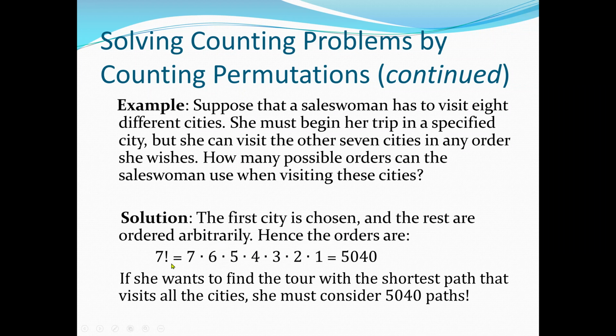Hence, the others are 7 factorial, which is 7 times 6 times 5 times 4 times 3 times 2 times 1. So we have 5,040 different orders in which you can visit the 7 cities. Now, we also said that if she wants to find a tour with the shortest path that visits all the cities, she must consider all the 5,040 paths.